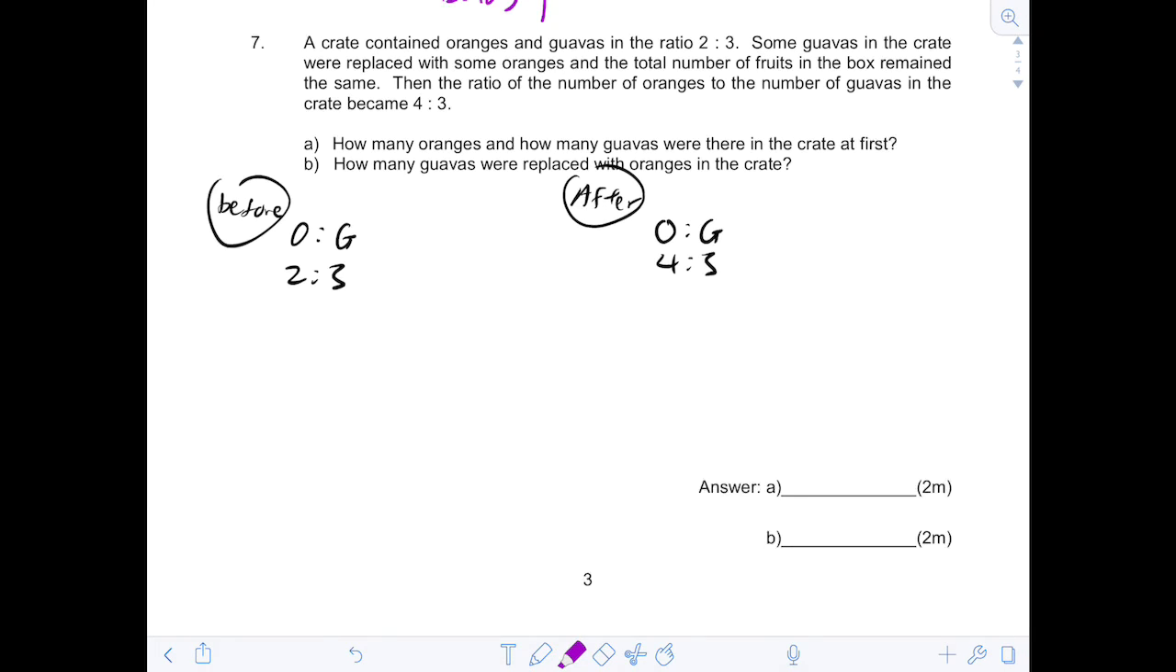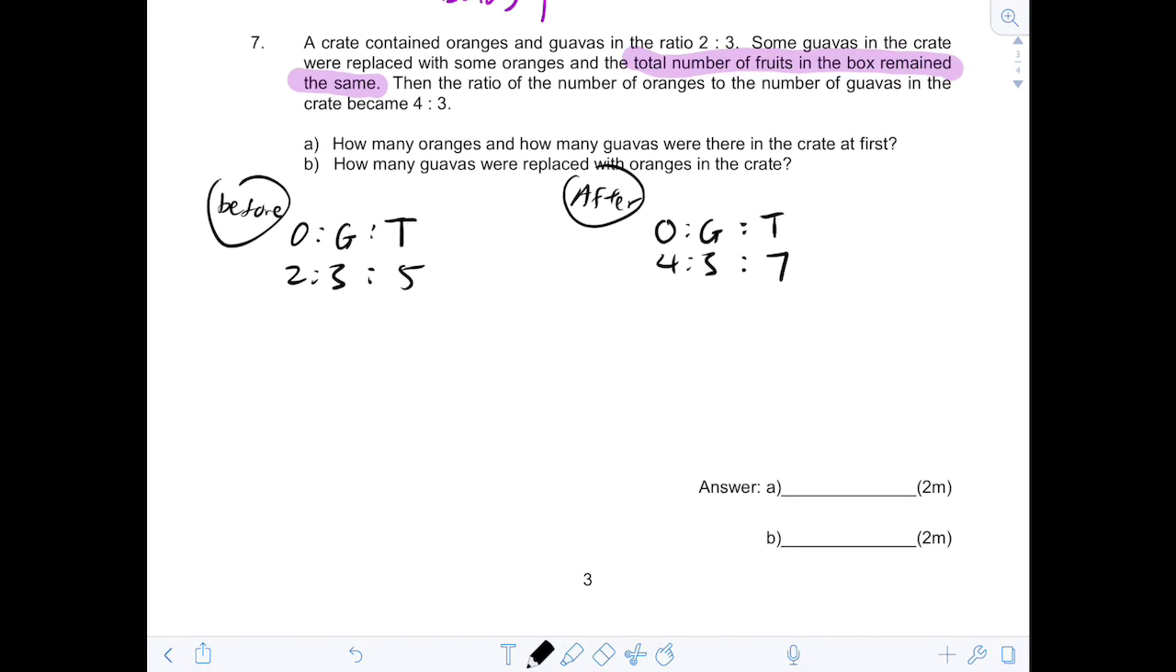Now take note of the important piece of information. It says that the total number of fruits remains the same. Okay, which means there's one way that we can use our ratios here. Let's say we have a total in the end: the total will be 2 plus 3 is 5, and for this case the total will be 4 plus 3, you get 7.